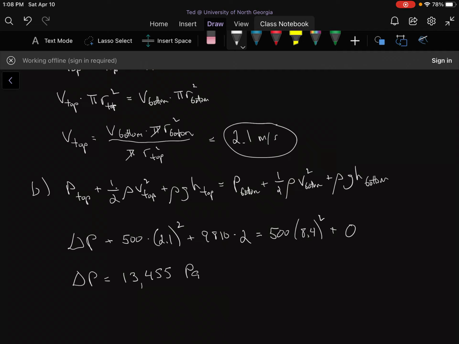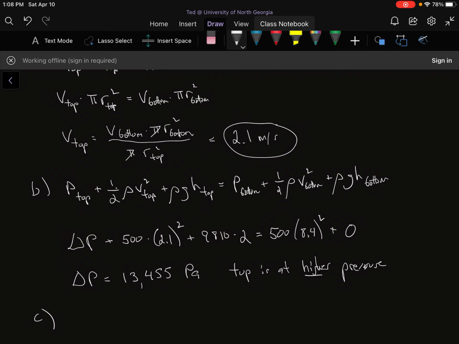pascals. Okay, so the pressure difference is 13,455, and the top is at higher pressure because we did top minus bottom, and we got a positive answer.